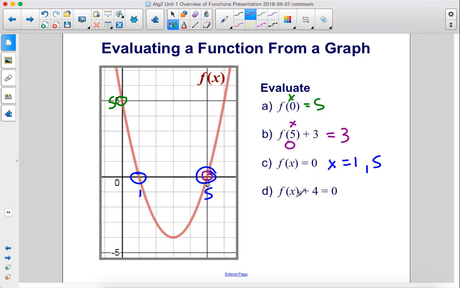And finally, f of x plus 4 equals 0. Therefore, f of x equals -4. We'll subtract 4 from both sides. So where is the y value -4? 1, 2, 3, 4. So we look here and we see y is -4 right where x equals 3. So x equals 3. And here are all of the answers.